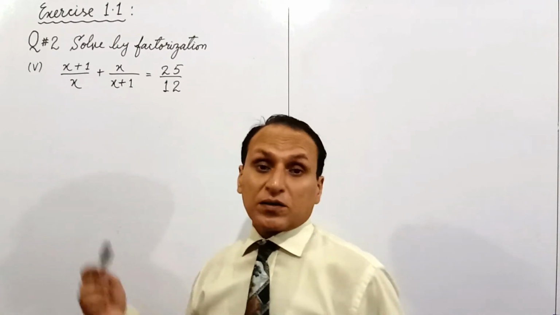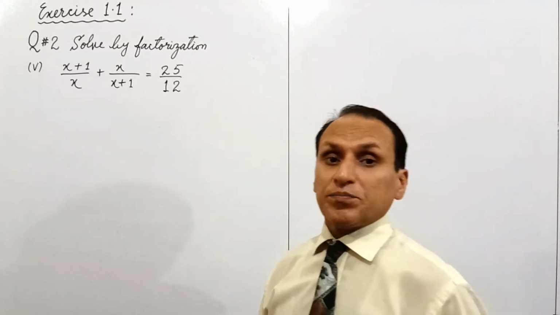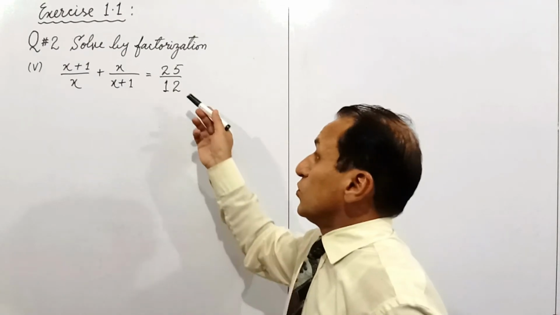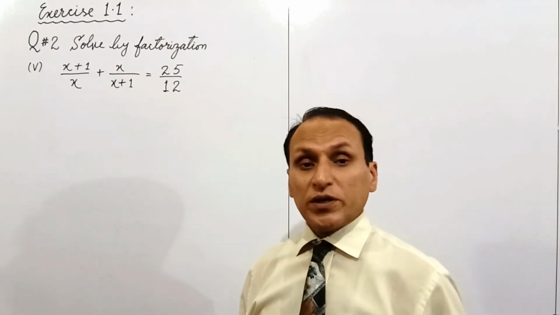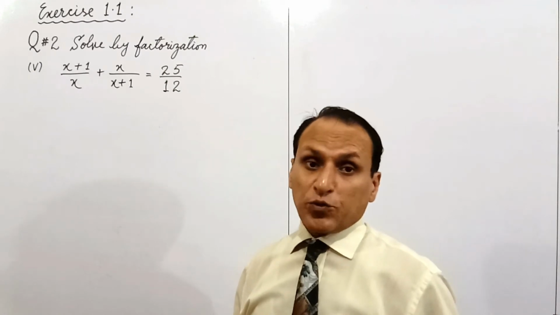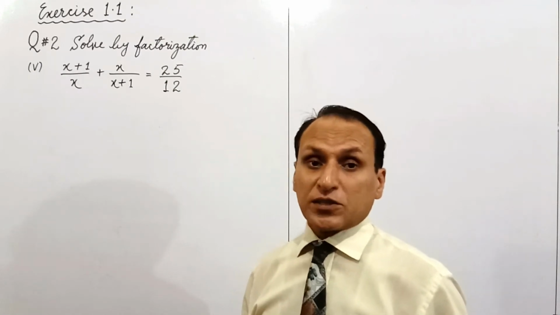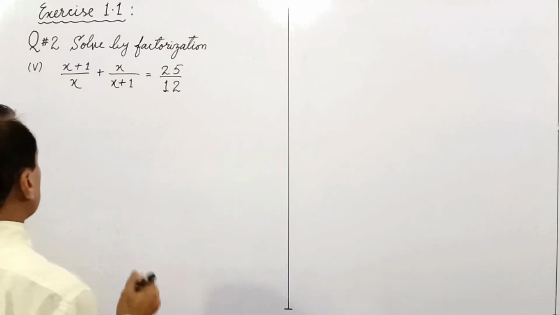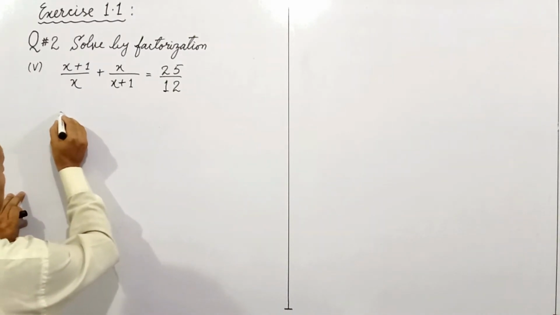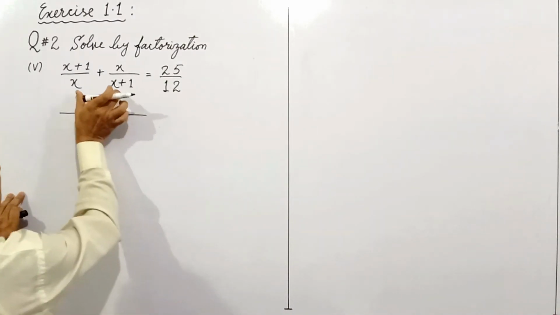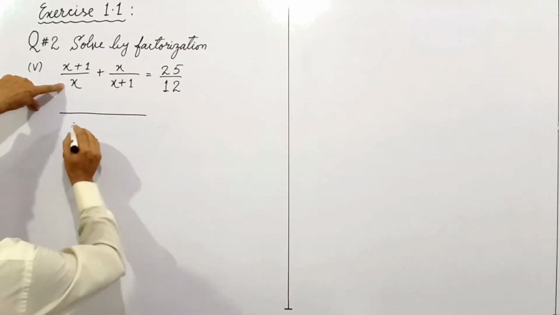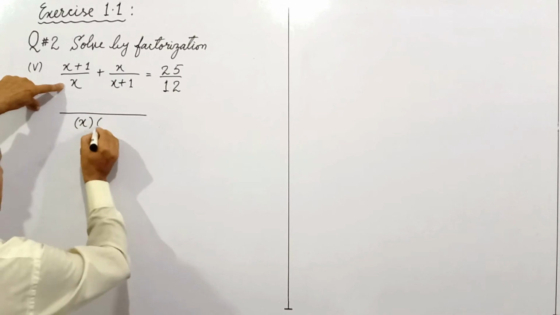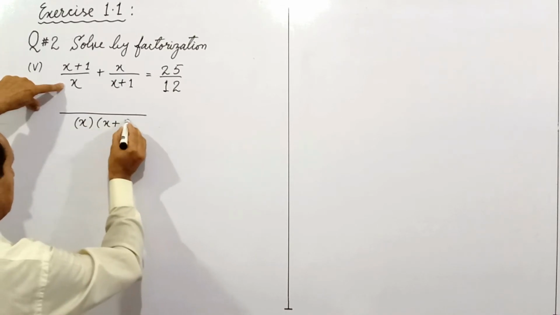Students, let's do part 5. In that part, first of all we have to write the given quadratic equation into its standard form so that we can factorize it and find its solution. For this sake, we take the left hand side and take its LCM. As the two denominators in the two fractions have uncommon factors, we write the LCM as a product.